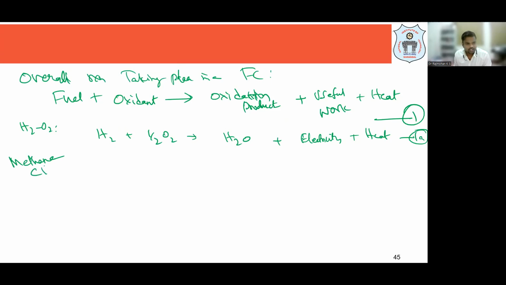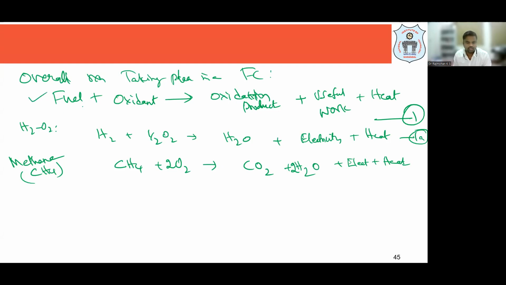Let me say methane is CH4, right? So if the fuel is methane, what will be the reaction? CH4 plus oxygen will form the oxidation product, and in that case water also will be formed, plus electricity plus heat. So if you balance it, what will happen? We are going to have 2H2O and 2 oxygen more. We should be able to write the reaction with this in mind.